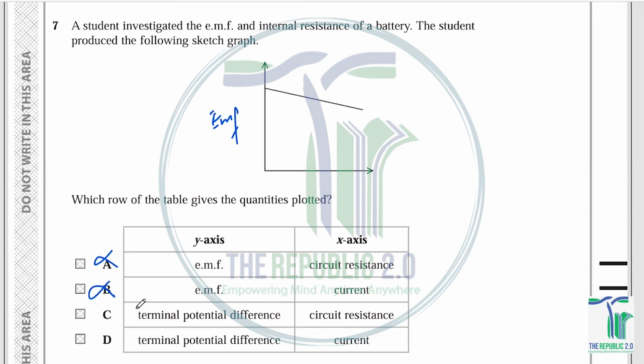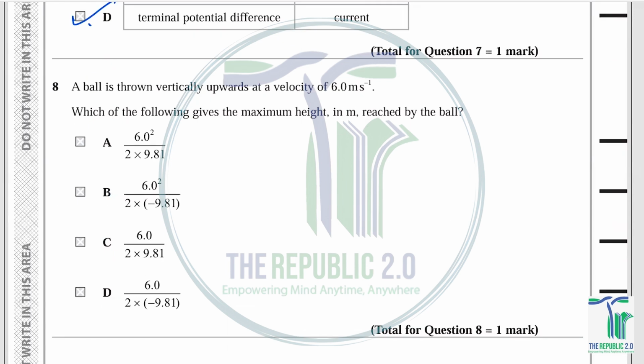In the option number C, you've got the terminal potential difference and the circuit resistance. So both are directly proportional to each other, so their graph could not look like this. But the D option, terminal potential difference and the current, it could be the only one. As you increase the current, the terminal potential difference decreases. So that is why you have to go with the option number D.